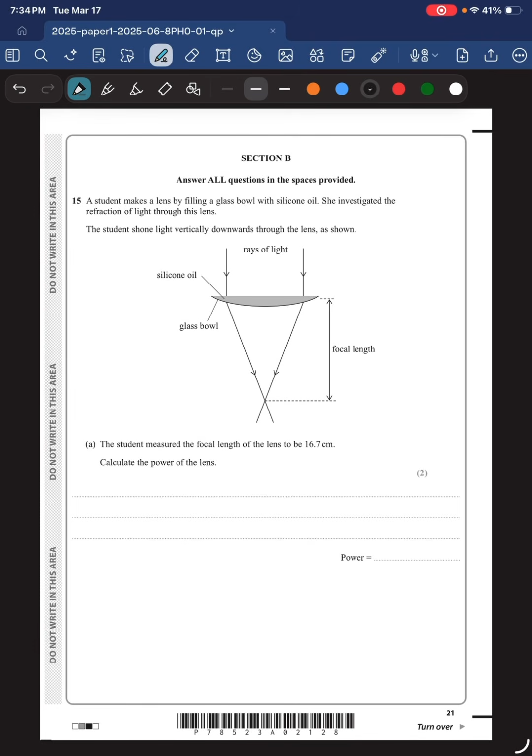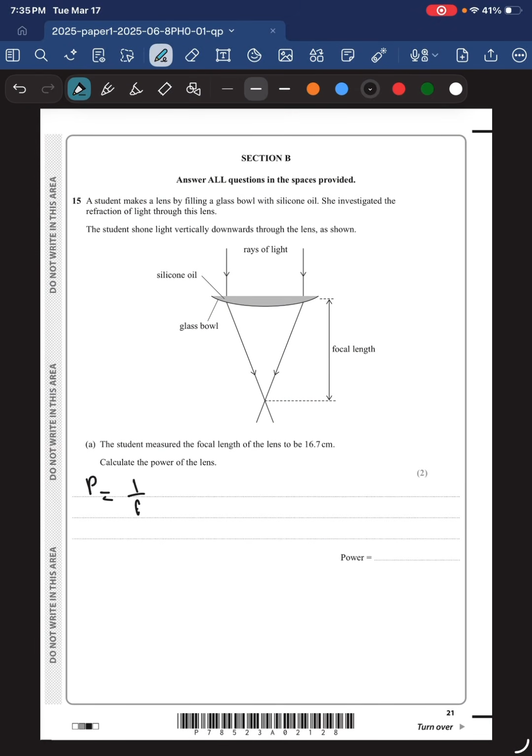Question 15. A student makes a lens by filling a glass ball with silicone oil. She investigated the refraction of light through this lens. The student shone light vertically downwards through the lens as shown. A: the student measured the focal length of the lens to be 16.7 centimeters. Calculate the power of the lens.